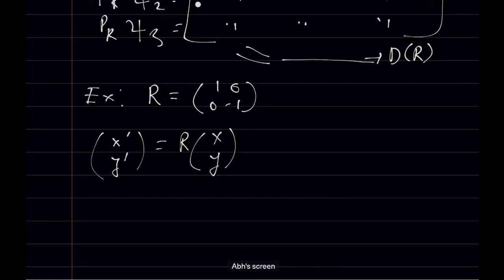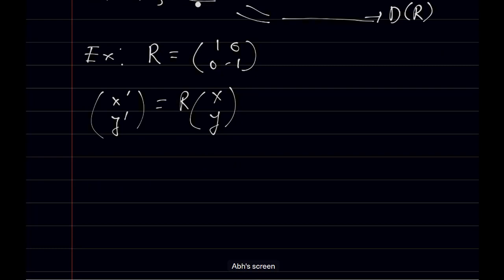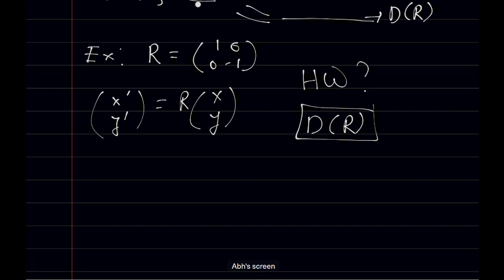or we can do something else. How about we let this be homework for you: find the representation D of R, and then we discuss it tomorrow. Let's do it that way. So let's end the class here.